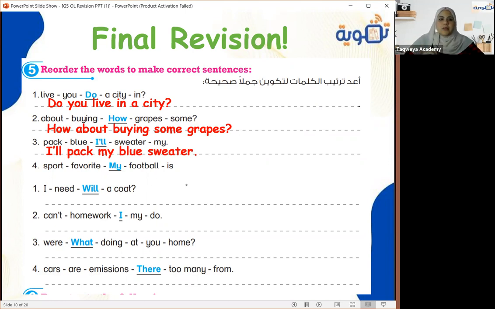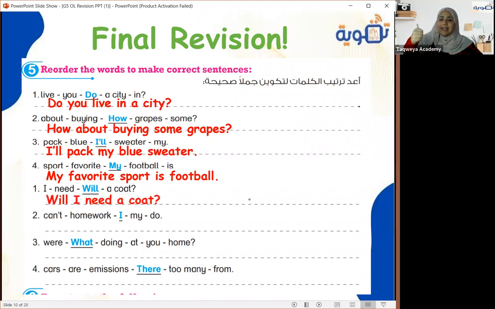Number four, sport, favorite, my, football, is. I'll start with my, and of course, my favorite sport is football. Next one, it's a question starting with will. Again, in the question, you have the helping verb like will, then the subject like I, we, you, they. So will I, the verb next, need. Will I need a coat?